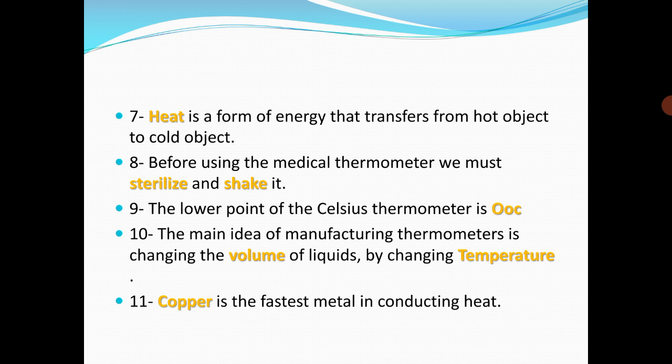The main idea of manufacturing thermometers is changing the volume of a liquid, which is mercury, by changing temperature. It expands, increasing in volume by heating, and contracts, decreasing in volume by cooling. Number 11. The fastest metal in conducting heat, excellent, copper. Copper, then aluminium, and the slowest one is iron, but all of them conduct heat.